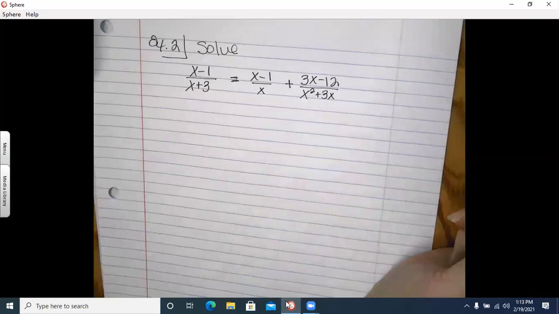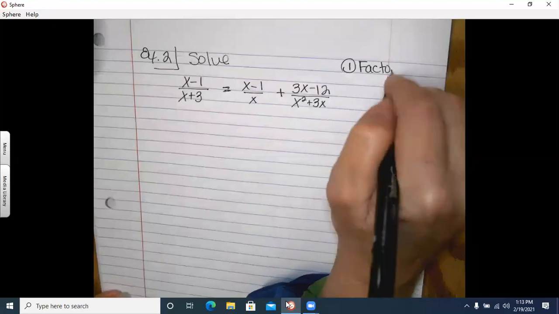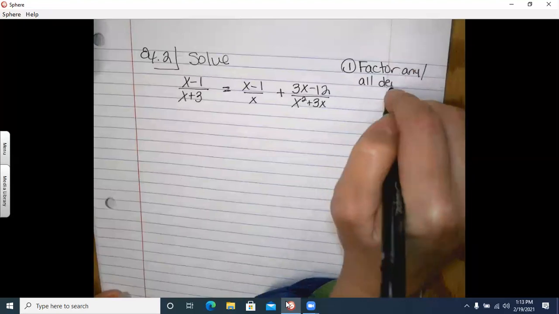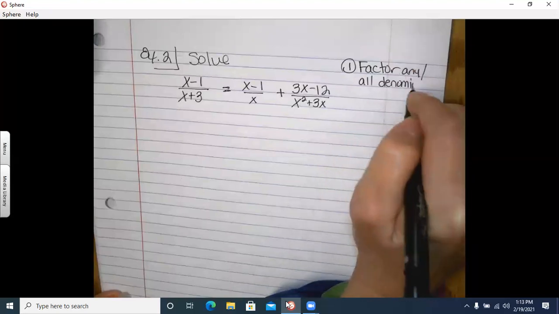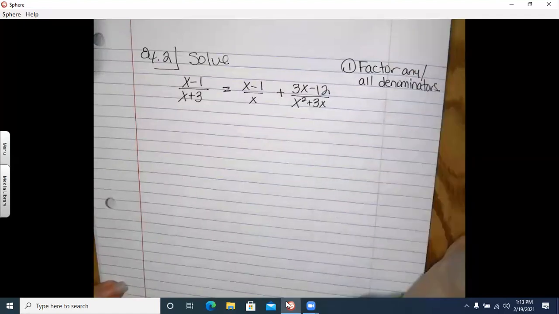Step 1, factor any and all denominators. In the last example, I had 2 fractions. The denominators of neither could be factored. They were already factored, right? But that's not always the case.